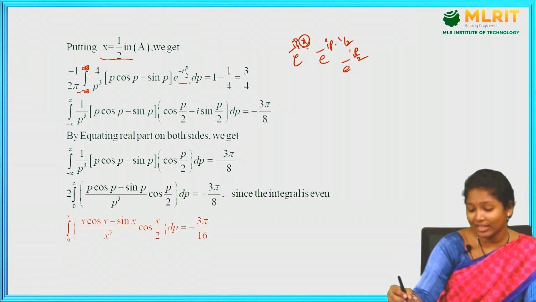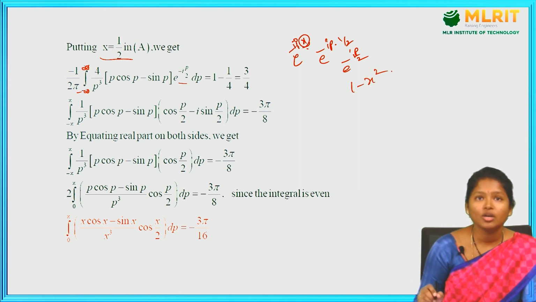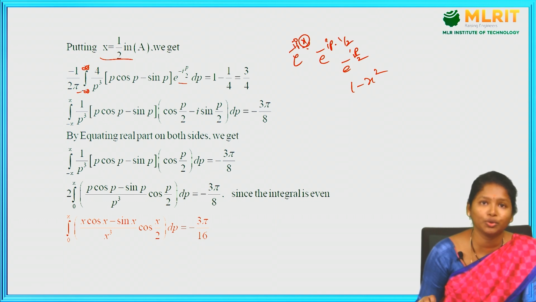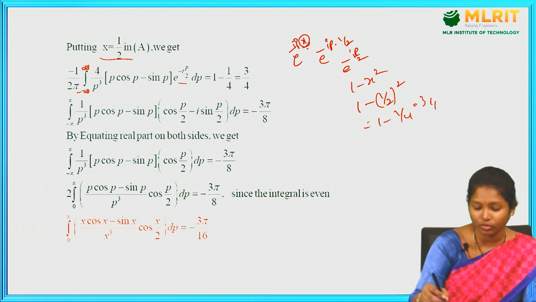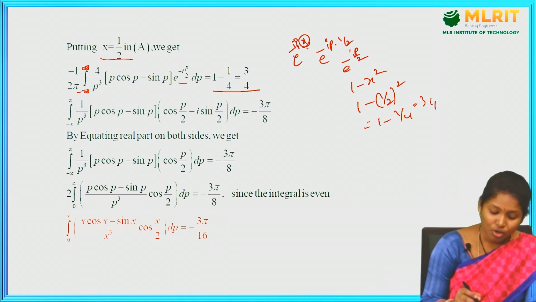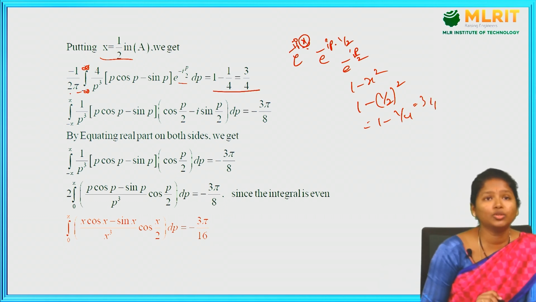So f of x is 1 minus x square, right? In the place of x I am substituting 1 by 2. So 1 minus (1 by 2) whole square. So 1 minus 1 by 4, that is 3 by 4.